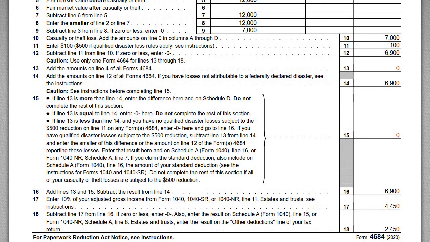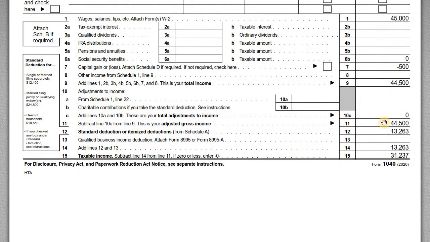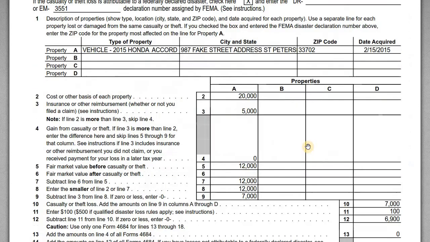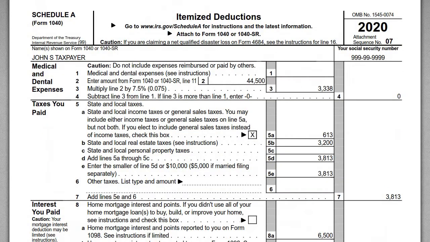So in this case, if we go back to John's page 1 of his 1040, his AGI here on line 11 is $44,500. So that's the amount of income he made during the year. So a 10% limitation on that is $4,450. And so this is his net casualty loss, $2,450. So the $2,450 item is reported on Schedule A as an itemized deduction.